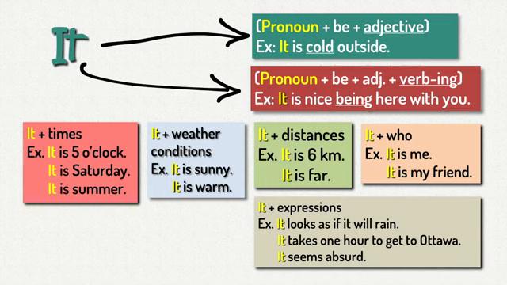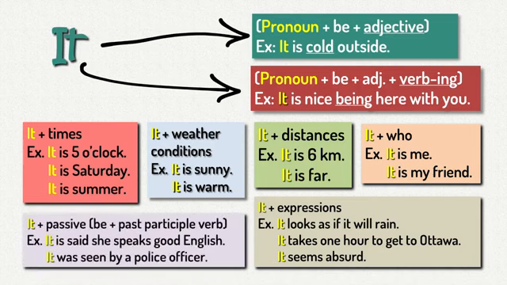It can also be used with expressions such as it looks as if it will rain. It takes 1 hour to get to Ottawa. It seems absurd. It can also be used for the passive. The passive is the verb to be plus a past participle verb, like in these examples. It is said she speaks good English. It was seen by a police officer.